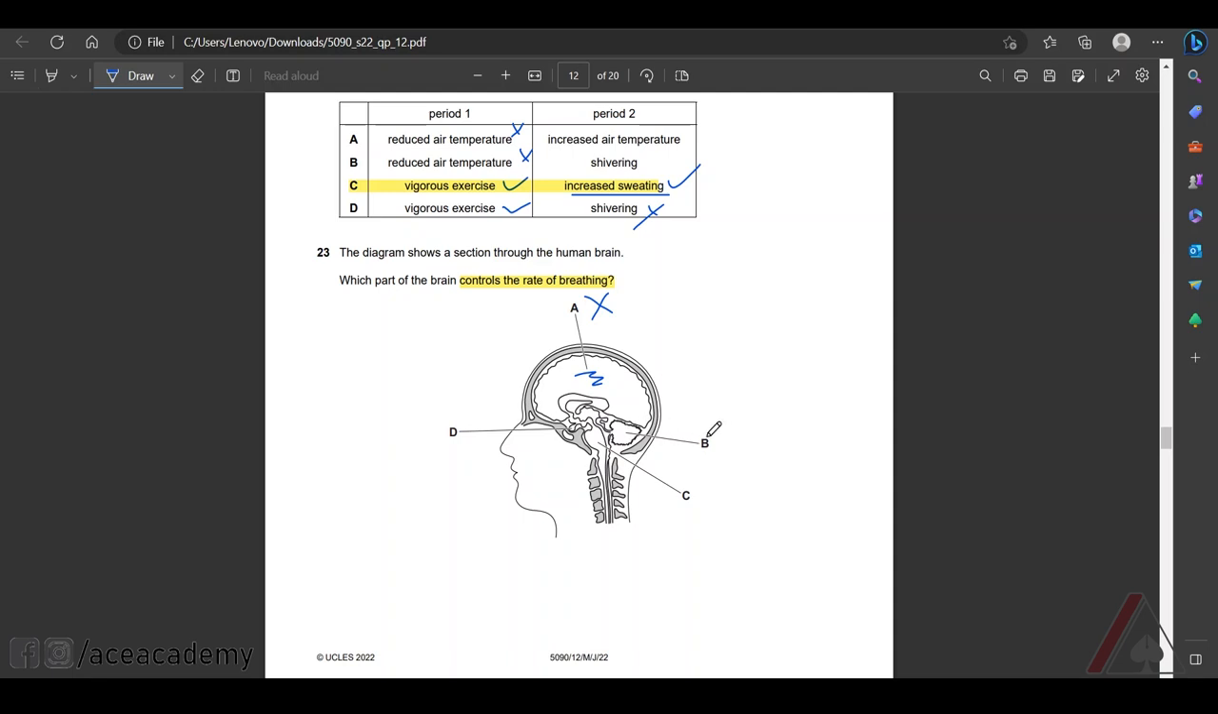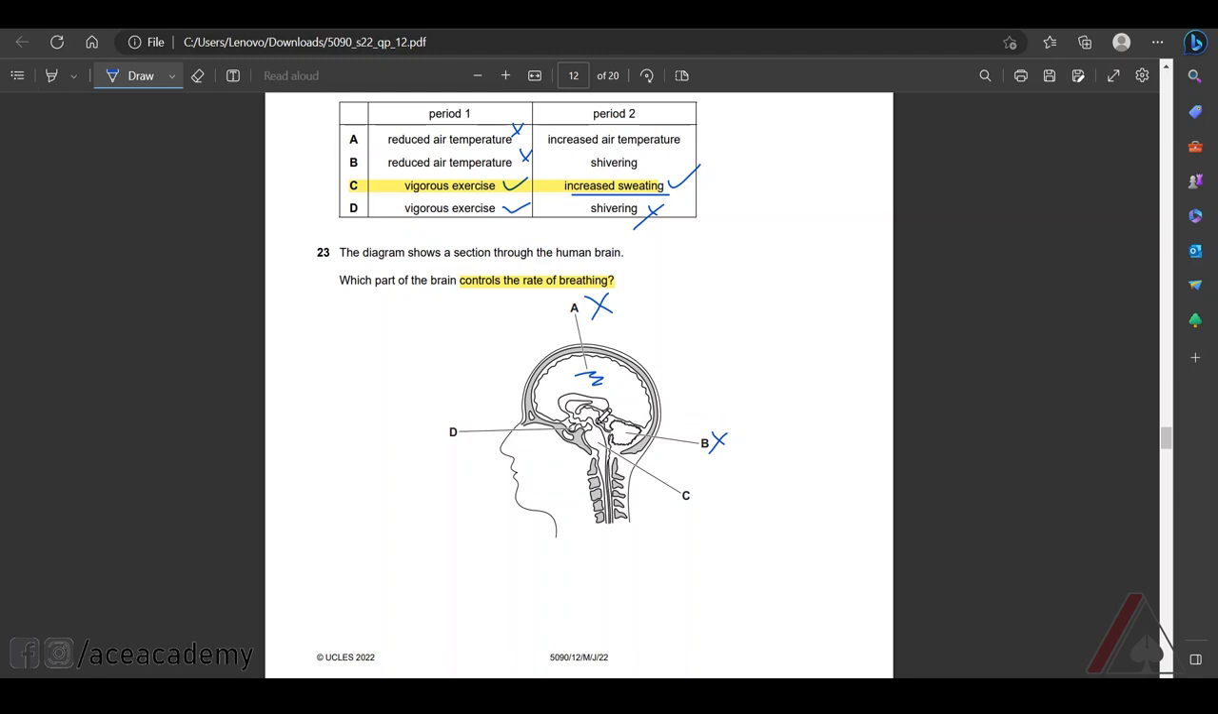Option B is the cerebellum. The cerebellum controls voluntary actions such as balance or posture that we have to learn, but once we learn it, we get a hang of it and it happens subconsciously. Breathing is not something we learn. So it's not controlled by the cerebellum. Hence, B is wrong.